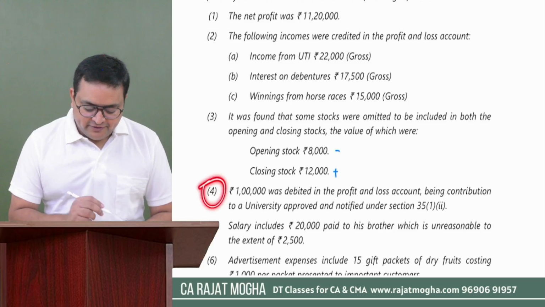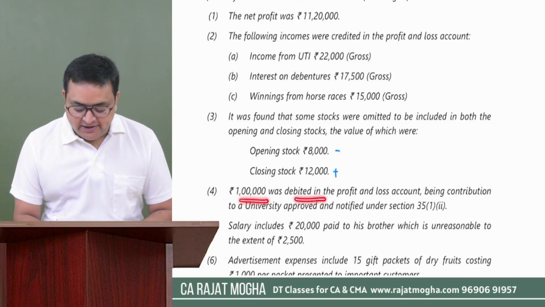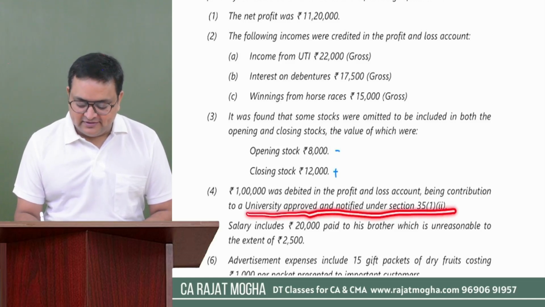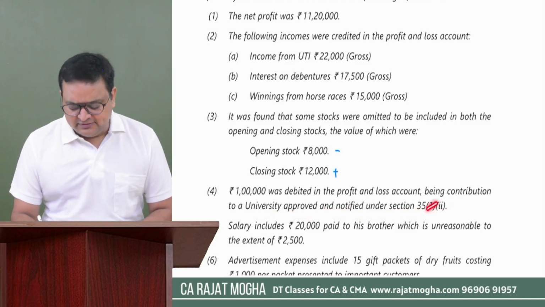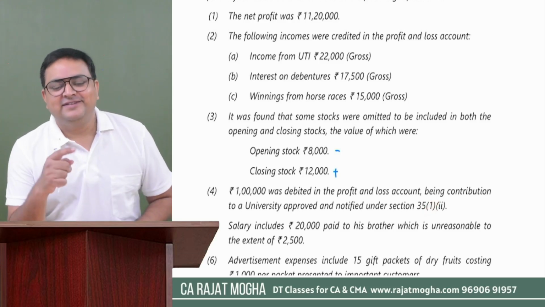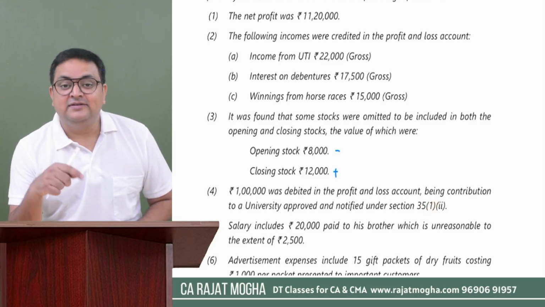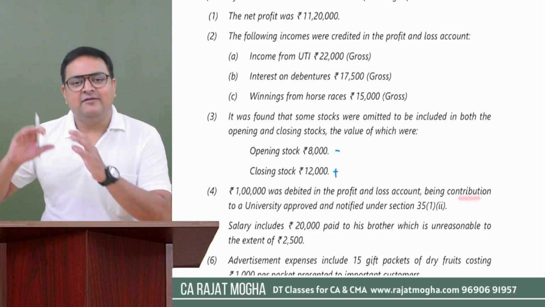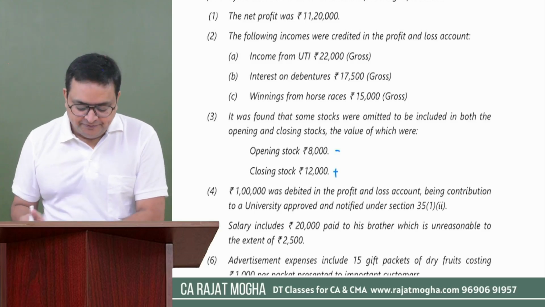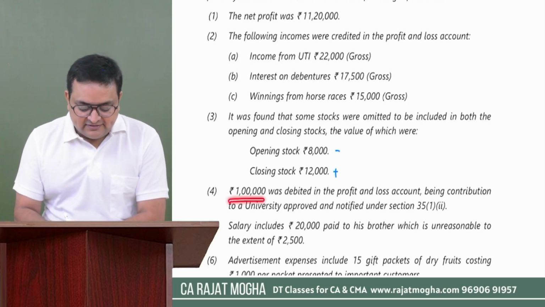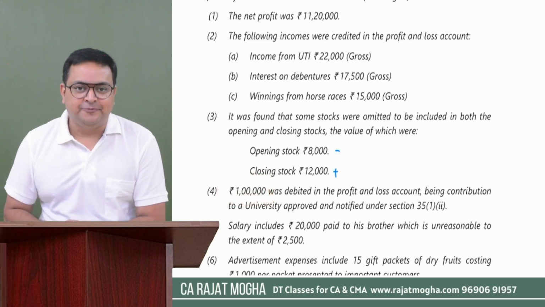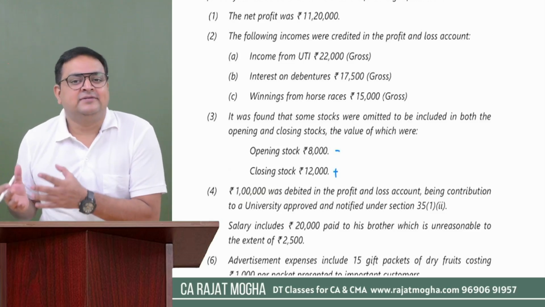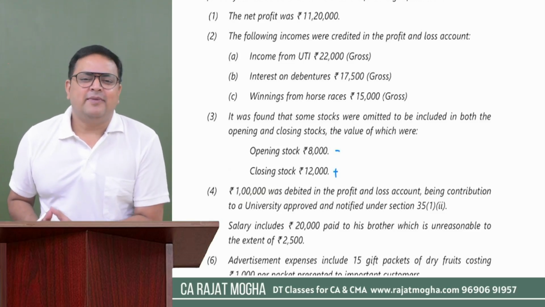Got it? The fourth point says 1 lakh rupees was debited in the P&L account being contribution to a university approved and notified under section 35(1)(ii). Okay, 35 is more than enough. So we understand that this is a contribution towards scientific research. Is this in-house research or outside research? It's outside research because we have given donations for approved scientific research purposes. So it's a donation. The assessee has debited this amount. Should we allow it or not? Here we are following the optional tax regime, correct? Because the examiner is asking us to compute the total income using the optional tax regime.